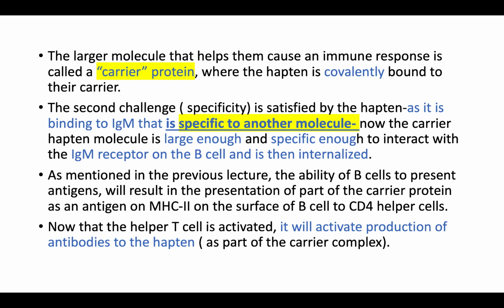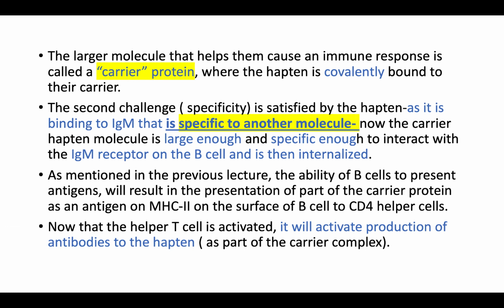So it is binding to IgM that is specific to another molecule. Now the carrier hapten is large enough and specific enough to interact with the IgM receptor on the B cell. So, for example, a few penicillin molecules bind a protein. Then the B cell comes and the molecule binds the IgM of the receptor, and then it becomes internalized because it's now large enough. The specificity of the IgM will be against the hapten, the penicillin molecule. So it is specific to penicillin, and the penicillin is large enough because now it's bound to a carrier protein, so IgM can bind it.